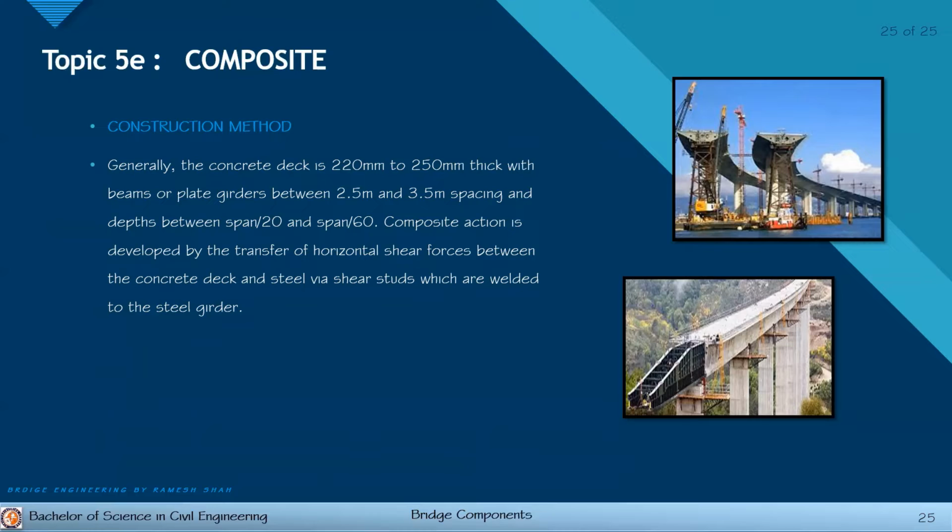with the beams or plate girders between 2.5 meter or 3.5 spacing, and the depth between the span is over 20 and span over 60. Composite action is developed by the transfer of horizontal shear forces between the concrete deck and the steel via shear studs which are welded to the steel girder. So, ganun pala yun siya. Ang ating concrete deck and steel studs are being welded to our steel girders.